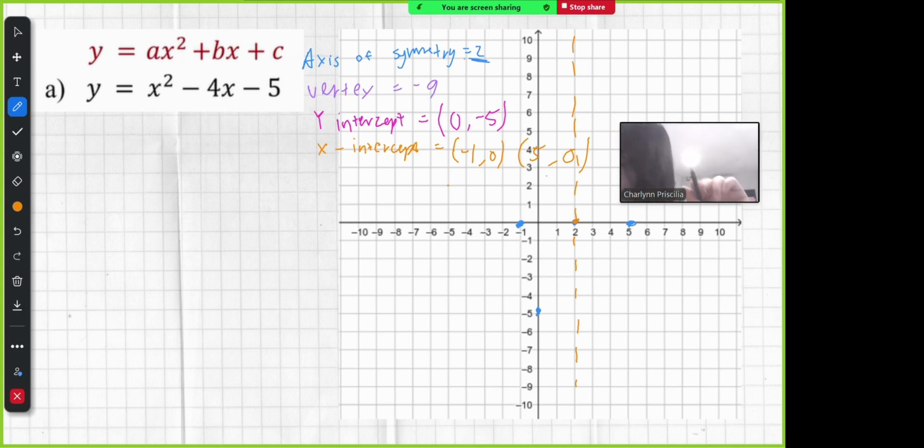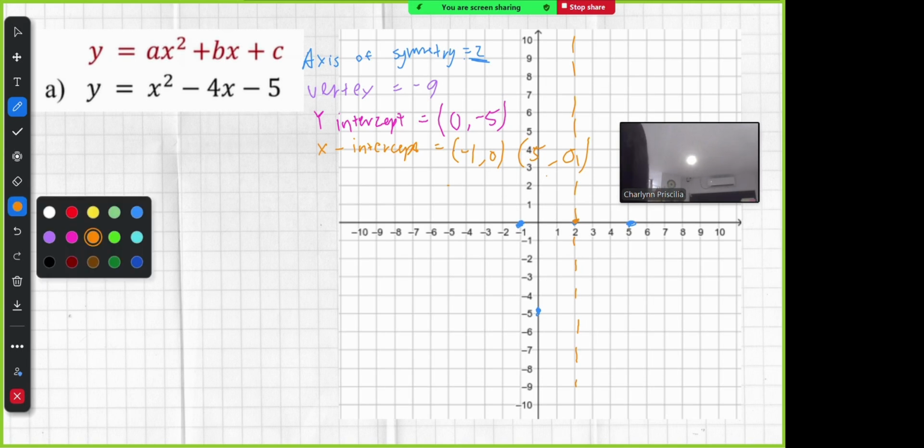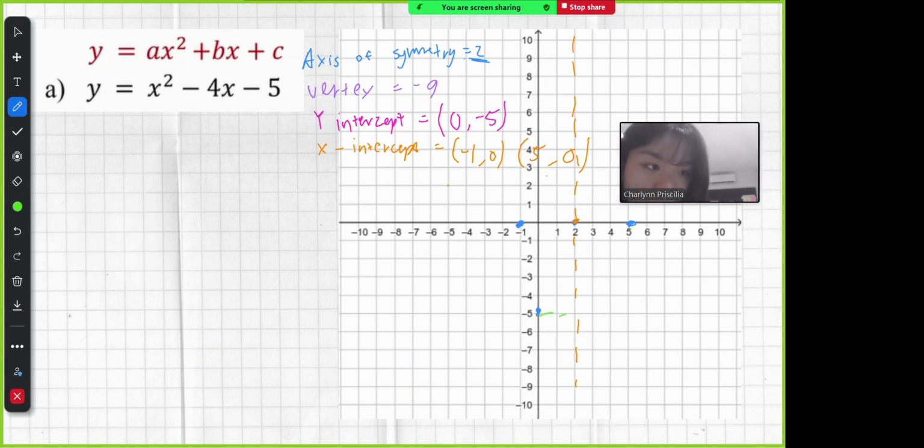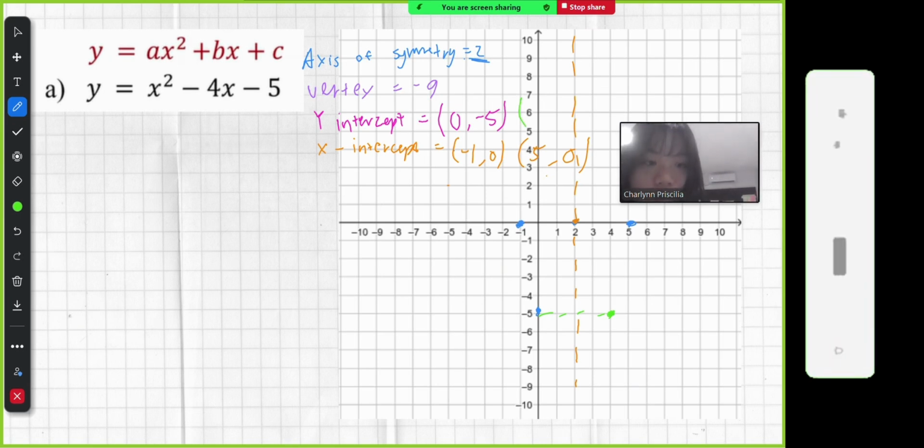By the way, for the 2 here, let's just say it's an imaginary line. So we will put another point. We need another point that is 2 cubes away, so we need to put it right here, 2 cubes away, because the axis of symmetry always divides into 2 equal halves, so it's a part of the y-intercept. So here we can assume that it's (4, -5).